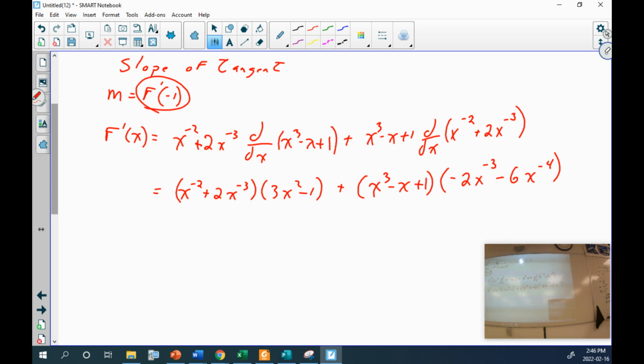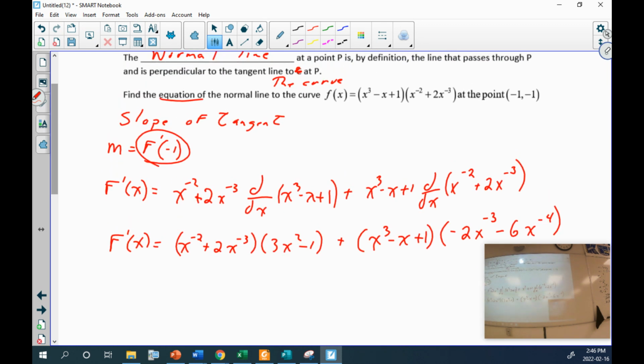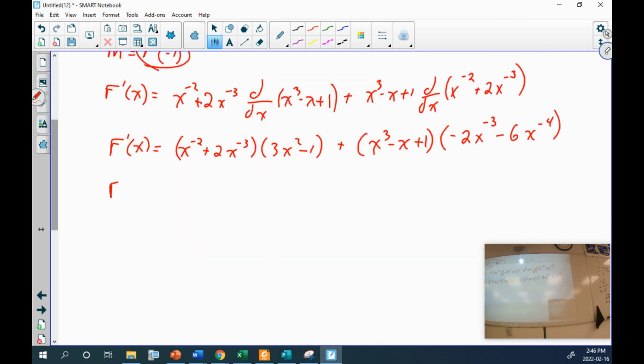Now, to simplify this, if it was necessary to simplify this, I would have to multiply both of the expressions out. But anywhere in this question did I say find the derivative? No. What I'm trying to find is f prime at -1. So instead of simplifying, I'm just going to go f prime at -1.